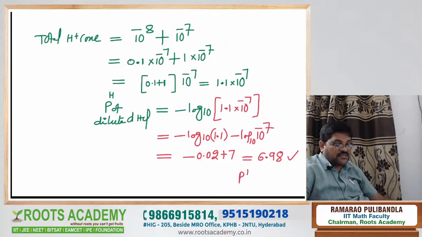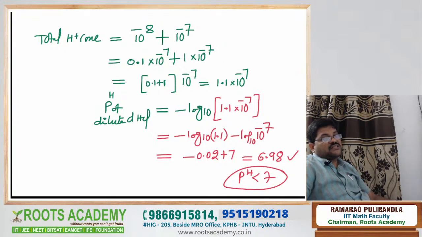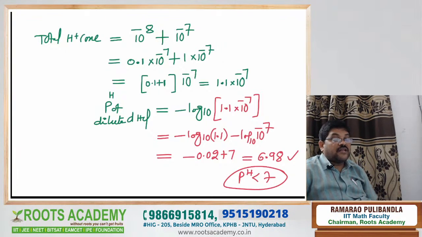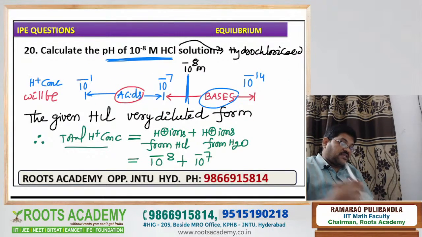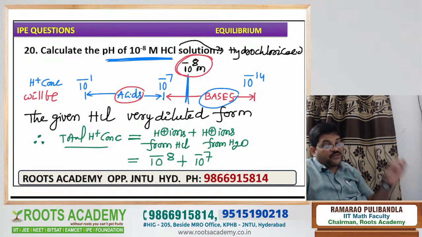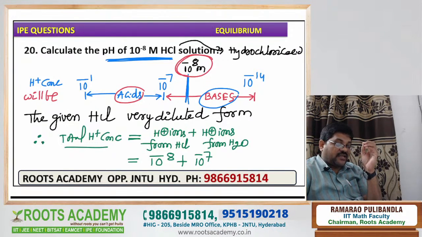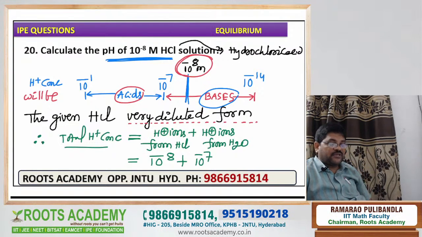6.98 means pH is less than 7, so that is an acid. One of the excellent logical questions: how do you know this is the diluted form of the HCl? Simple logic. Because here the H plus ion concentration given is 10 power minus 8. This 10 power minus 8 value is in the base range, but hydrochloric acid is an acid, it is not a base, students. Therefore, the given HCl is a very diluted form.